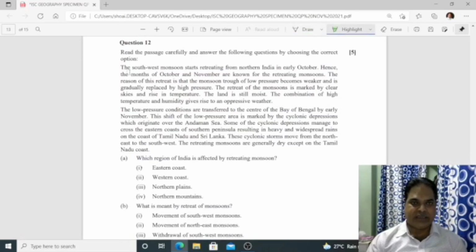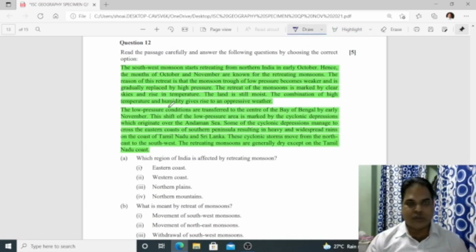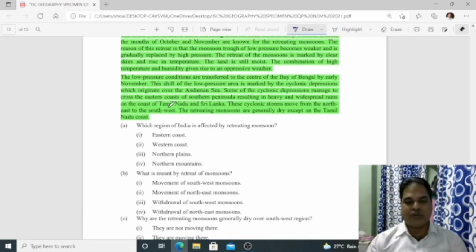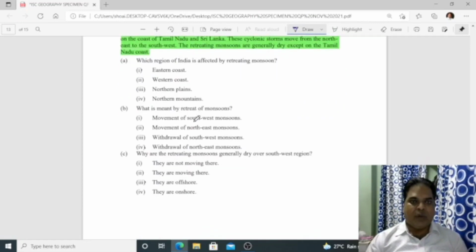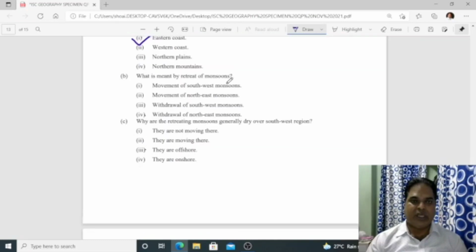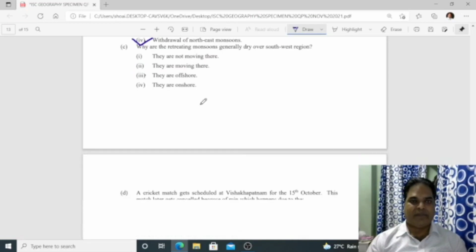So as I have already read it, let me highlight it. You read it yourself and then you can choose yourself. First of all, choose your correct answer and then you can match with these answers. Which region of India is affected by retreating monsoon? So number one is correct, eastern coast. What is meant by retreat of monsoon? Retreat means to move back, return back. So withdrawal of northeast monsoon. So number four is correct.